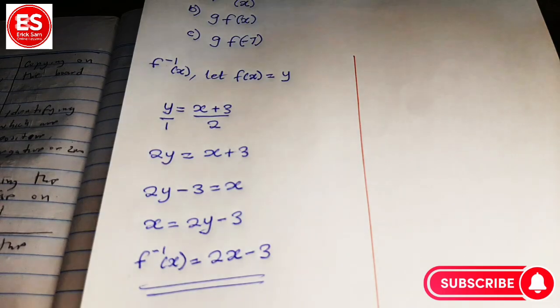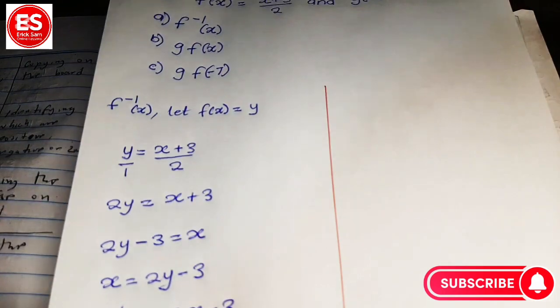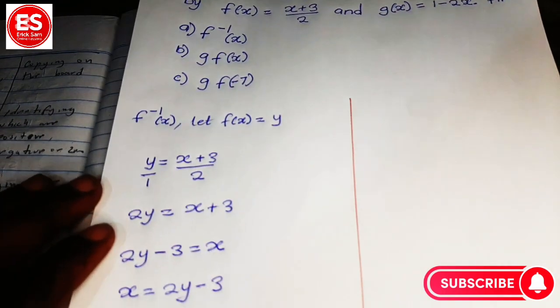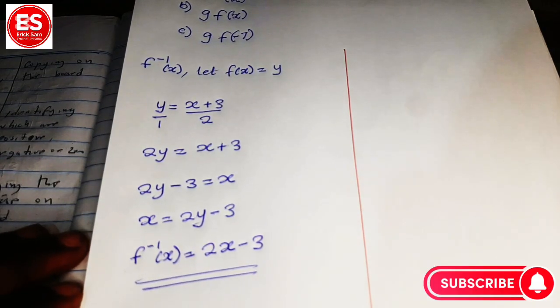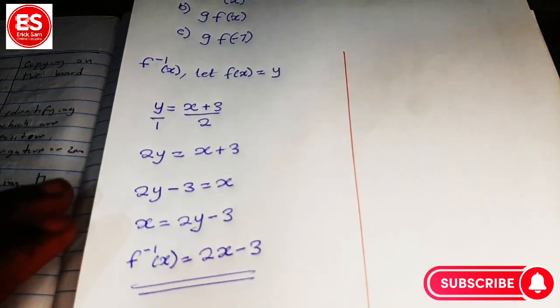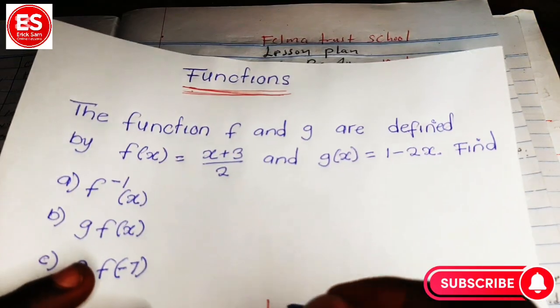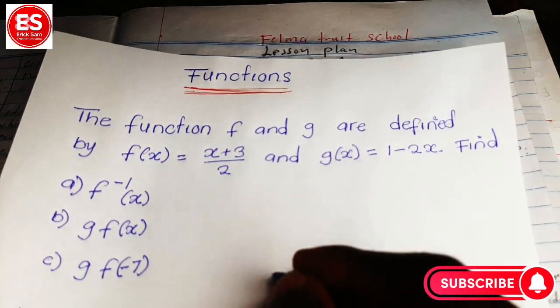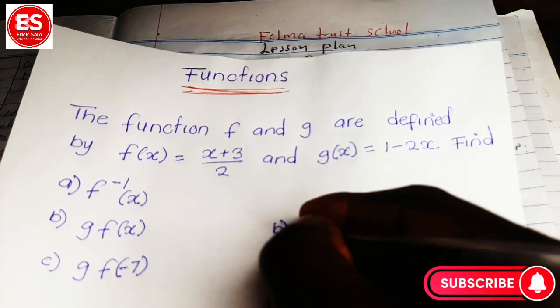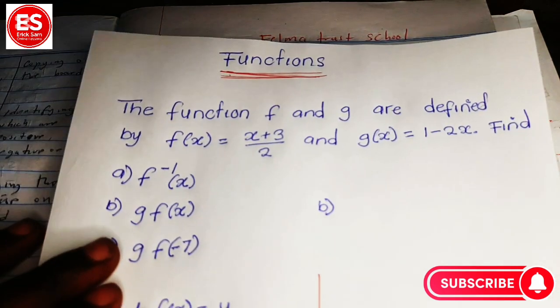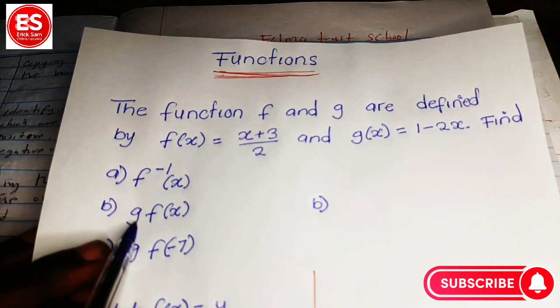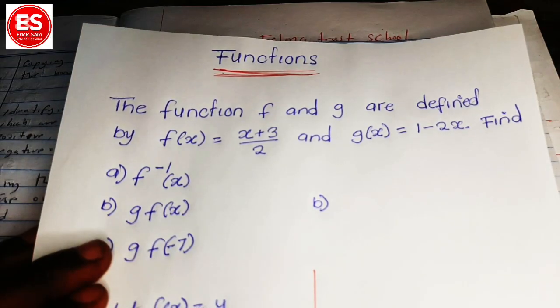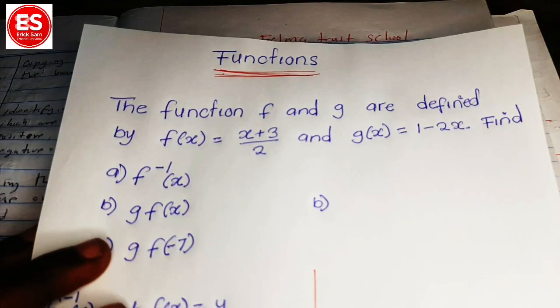Right, now we are going to the next question. I hope you've seen this one clearly. I guess my camera is clear. The next question is saying, number B, find g of f of x, g of f of x.